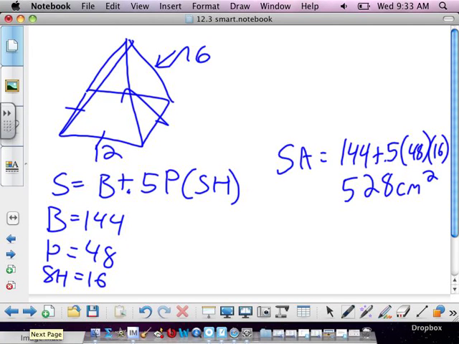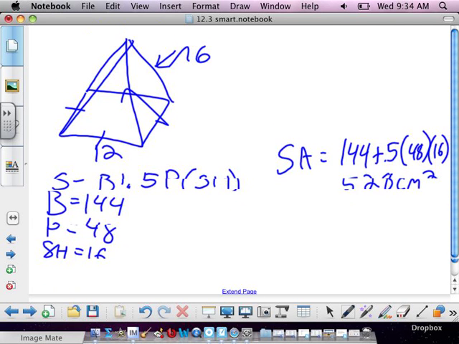This one gave me my slant height, right? All you're doing, ladies and gentlemen, is labeling what B, P, and slant height are, and then putting it into the equation. Okay? Now we're going to do the slant height again for a pyramid.